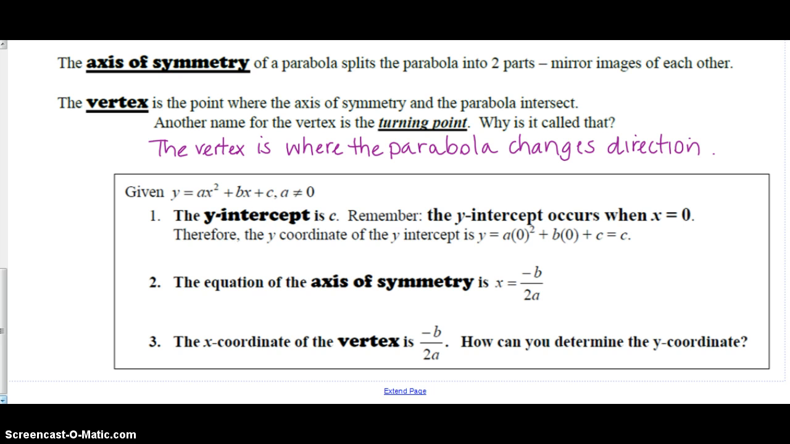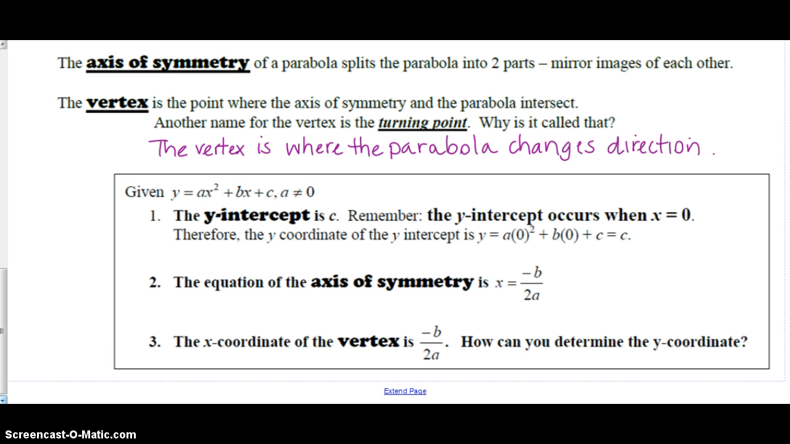Another important feature of the parabola we talked about was the axis of symmetry. We can always find the axis of symmetry when the parabola is written in standard form, as it is here, y equals ax squared plus bx plus c, by finding x equals negative b over 2a. The axis of symmetry is a line, so it's the equation of a line. It happens to be a vertical line, so there's no y in it, but it's x is equal to negative b over 2a.